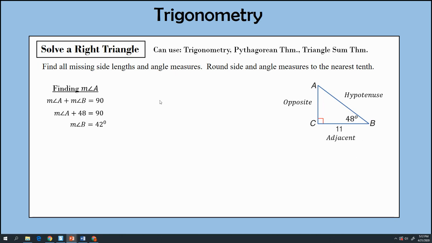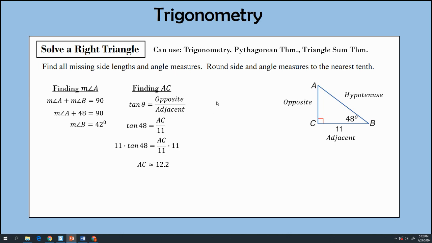Okay, so I'm going to find AC first. AC from the 48-degree angle is opposite. Adjacent we know is 11. I have to use a number that I know in here. So I'm going to use tangent, opposite over adjacent. Tangent of 48 equals AC over 11. Multiply each side by 11. AC is about 12.2. So I know this distance is about 12.2.